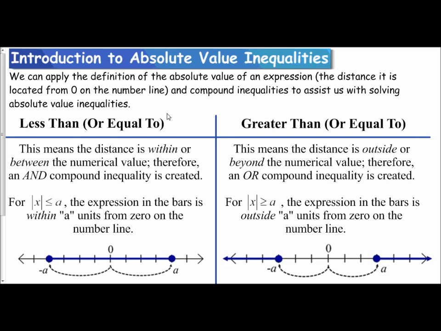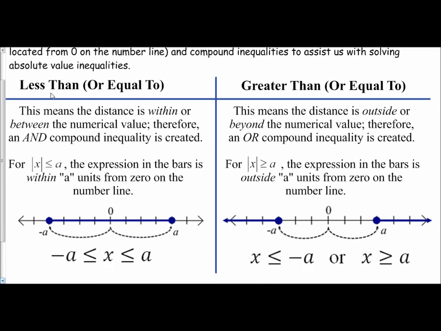What this means is, if you're dealing with less than or less than or equal to, or greater than or equal to with an absolute value inequality, you can split them into two types of compound inequalities. So let's look at less than or equal to. If we look down here, the absolute value of x is less than or equal to a, that means that expression is within a units from zero on the number line. The distance is within a units, so it's inside. So that is an and compound inequality. It's within or between those numerical values.